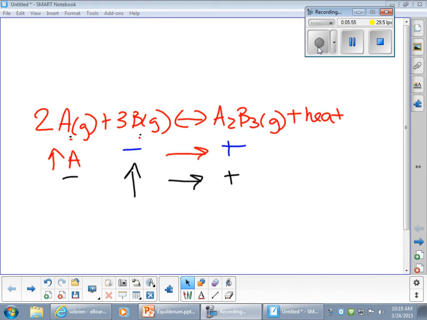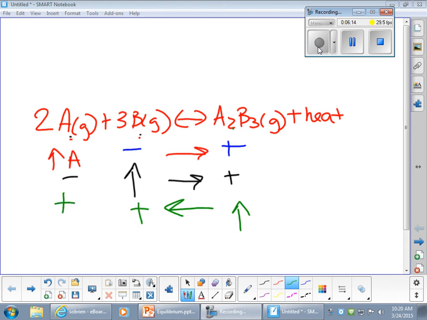Let's say you increased A2B3. A2B3 is on the right of the arrow. So since I'm on the right, I shift away from the stress. I would shift to the left. Whatever direction you shift, you make more of whatever is on that side of the arrow. So if I shift to the left, the amount of A and B will go up over time.